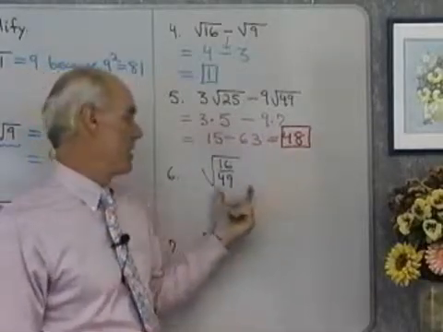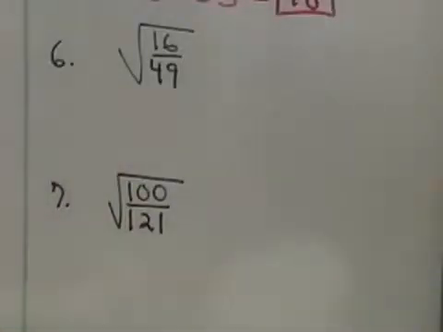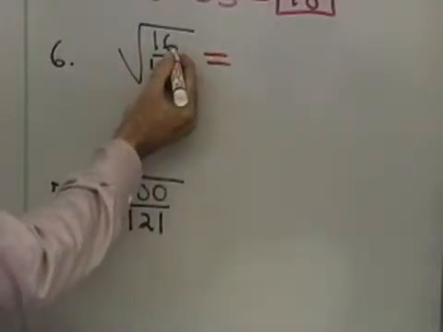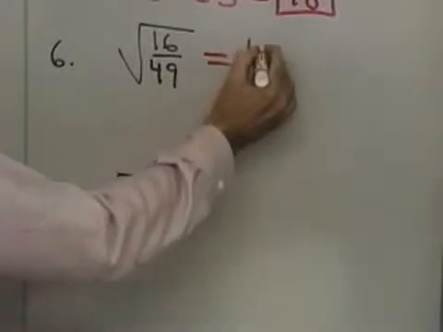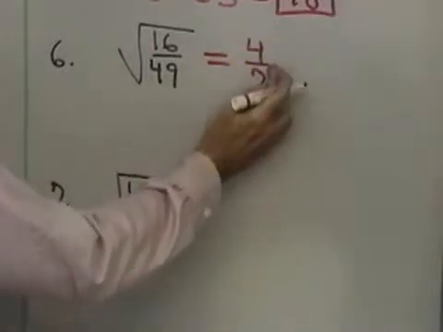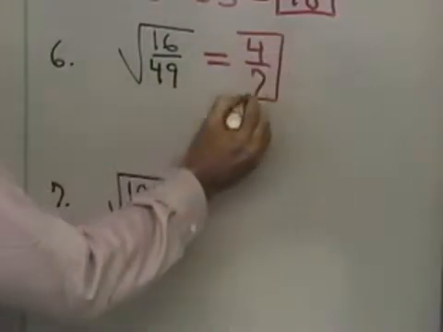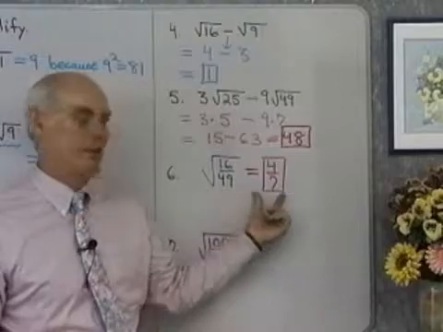Our next problem is a square root that involves a fraction. Let's find the number we square to get 16/49. Well, this will be the number that we square to get 16 in the numerator and 49 in the denominator. How about 4/7? 4/7 times 4/7 will be 16 over 49. So 4/7 is the answer to that. Square root 16 over 49 is 4/7.